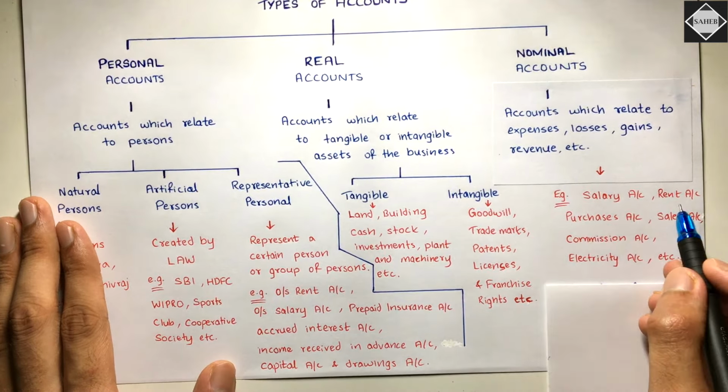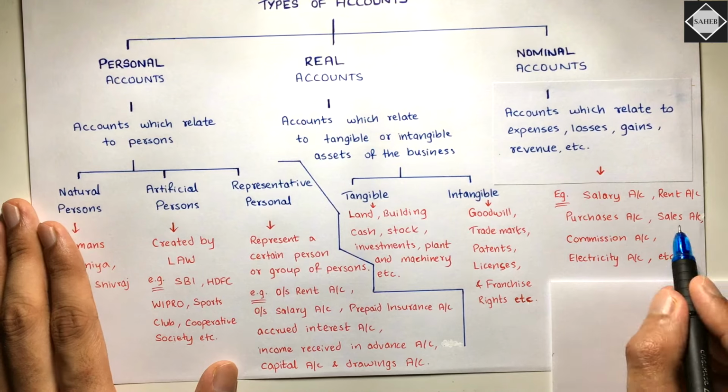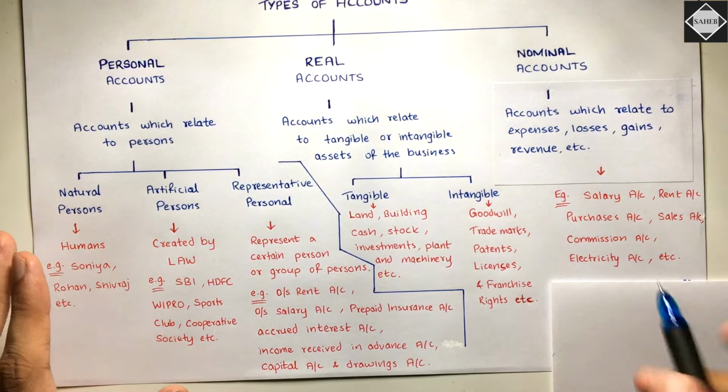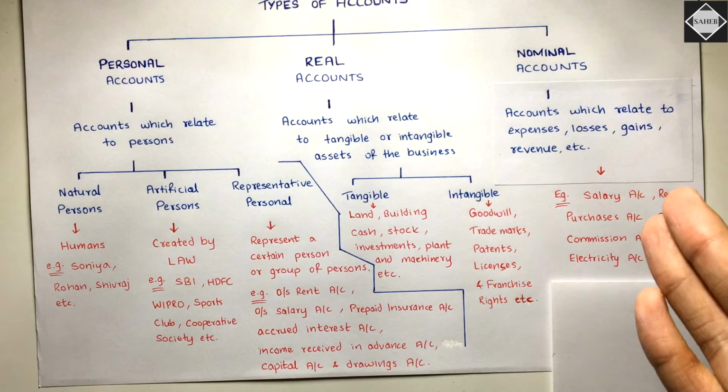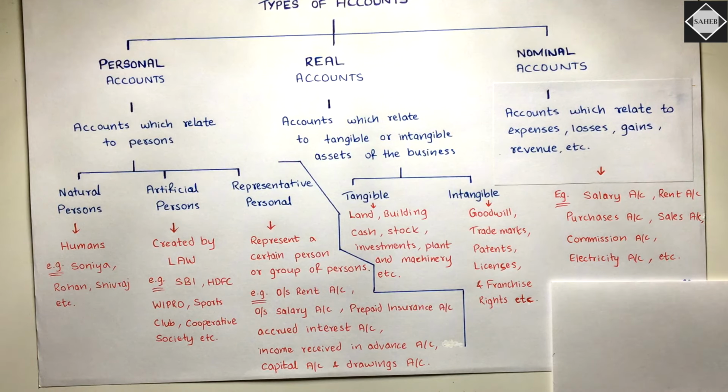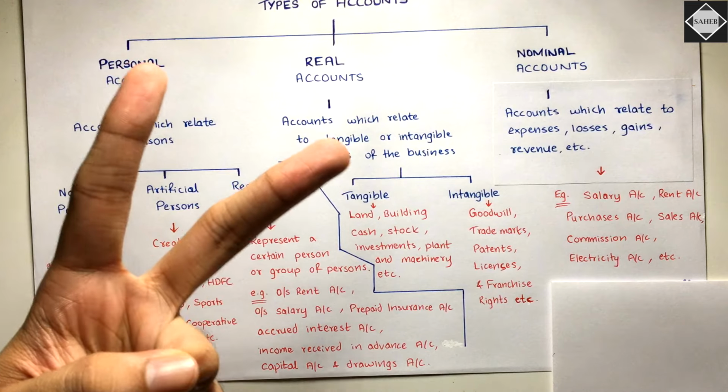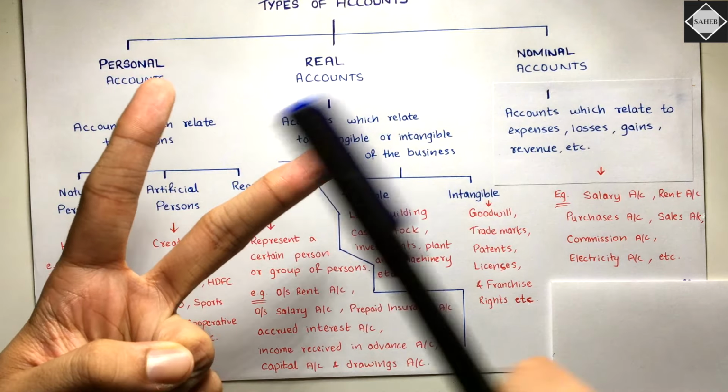Salary account, rent paid, purchases account, sales account, commission paid, electricity paid, commission received, royalty received, rent received. All incomes and expenses will come under nominal accounts. Now you have to understand and wonder this, why is it called nominal accounts? Why is that so? Because expense and income accounts are not carried forward to the next year.